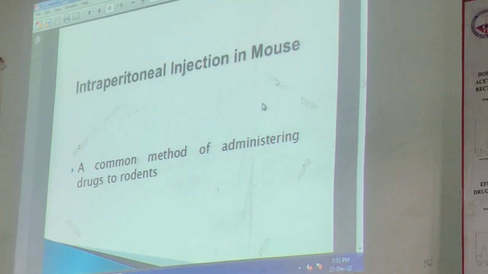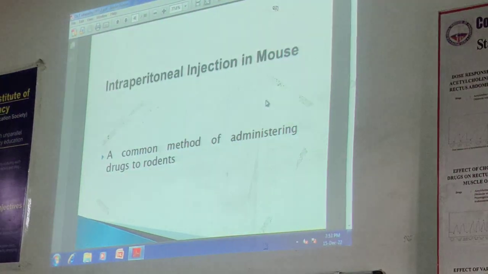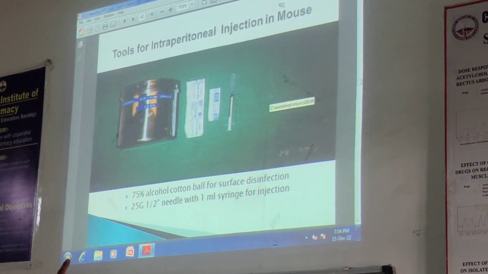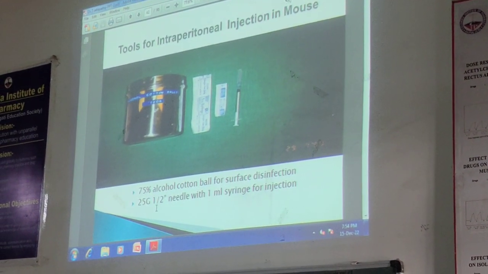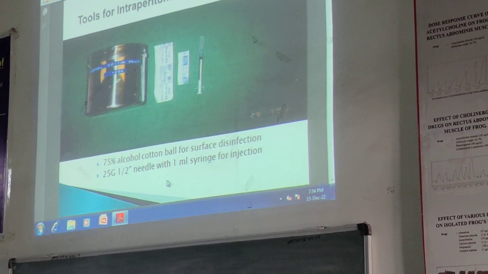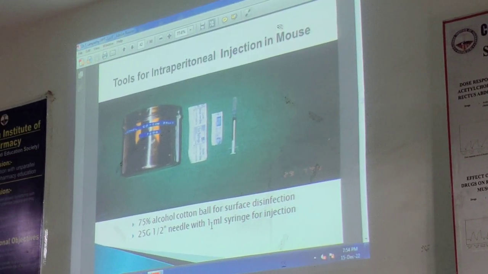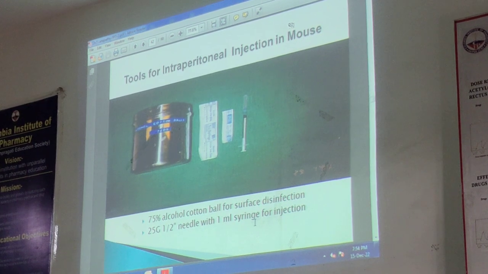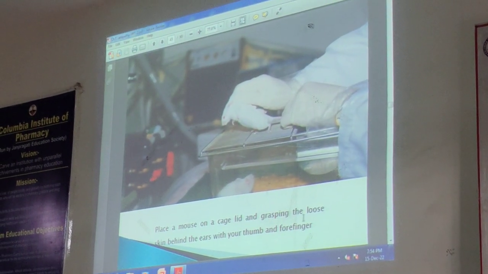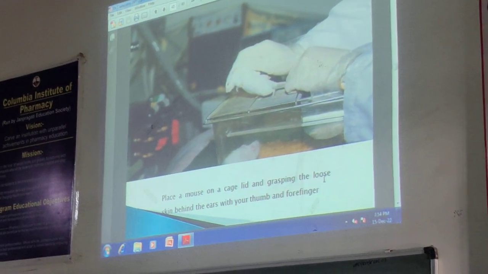This is the intraperitoneal injection in mouse. This is the common method for administering the drug. These are the requirements: a 26 gauge needle and some cotton, a 75% alcohol cotton ball for surface disinfection. A 25 to 26 gauge needle is required for intraperitoneal injection. This is the holding method for injection to the mouse.